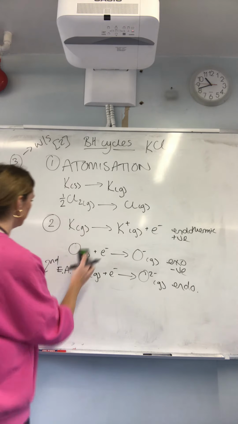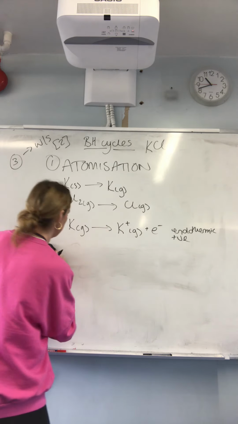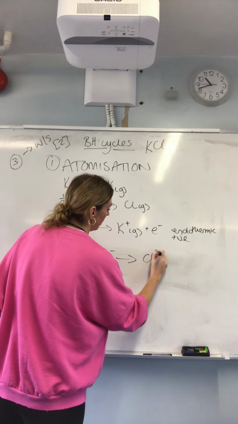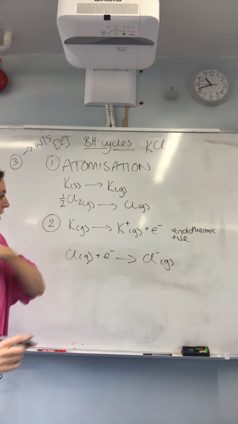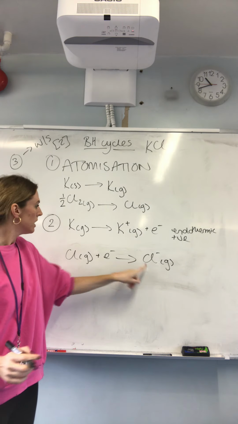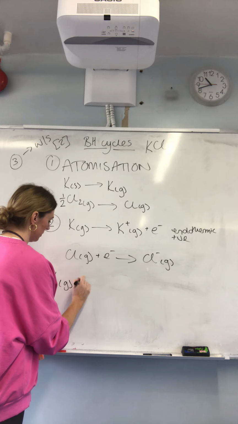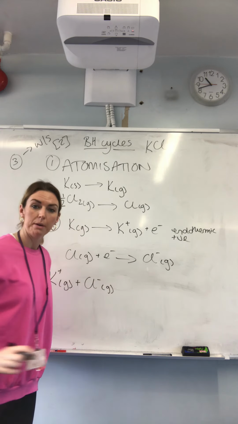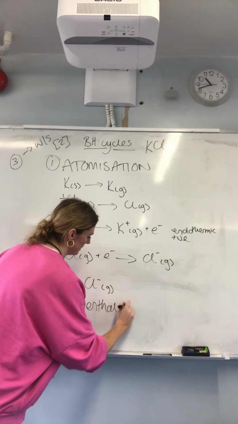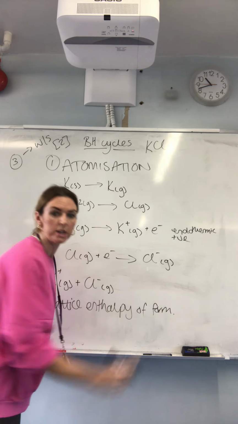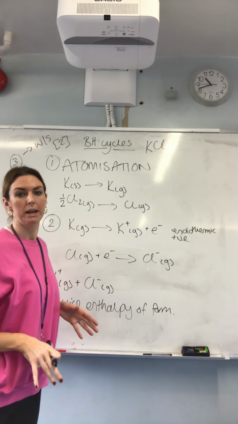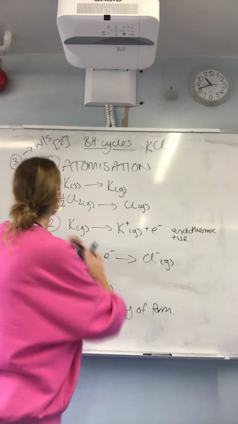Okay, so let's just go back to chlorine for a minute and assume that we have made our chlorine anion. So now we've got our positive cation, we've got our negative anion. They are going to combine, and that process is the lattice enthalpy of formation. Okay, so we can use a Born-Haber cycle to put all of that information together. So that's what we're going to do now.